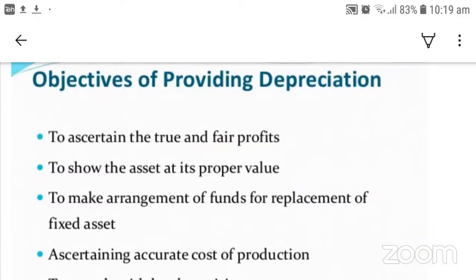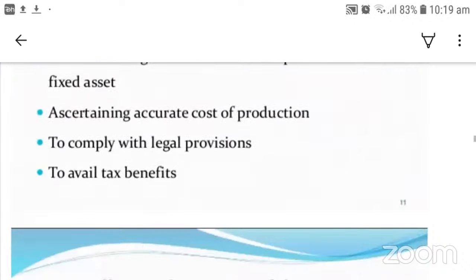Ascertaining accurate cost of production. Every organization will prepare financial statements. They will see what the accurate cost of production is. For that, we will provide depreciation and maintain the accounts to comply with legal provisions. Legal provisions, if any are there, we can mention in the financial statements.